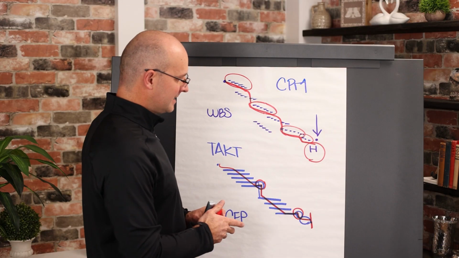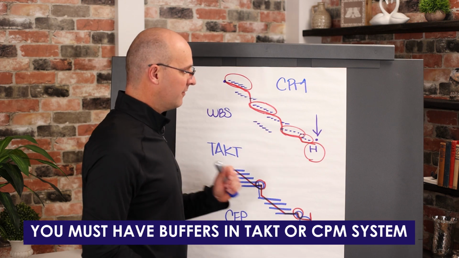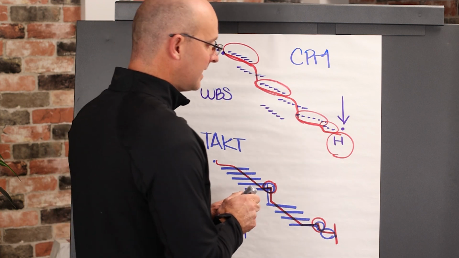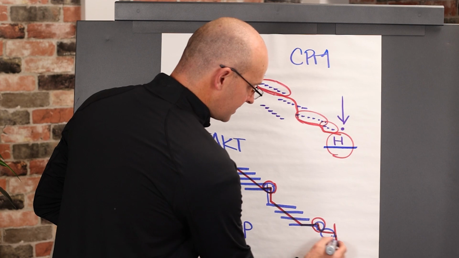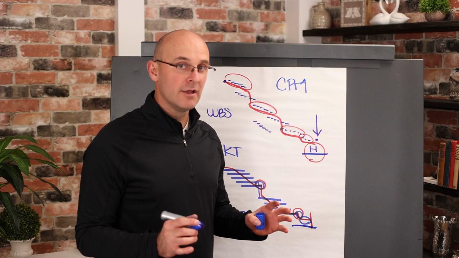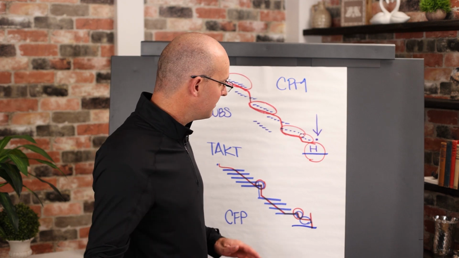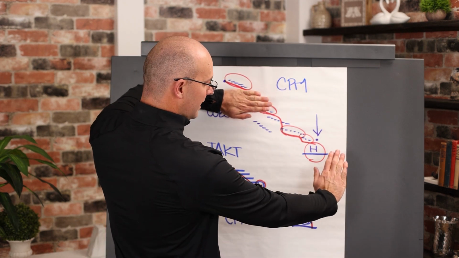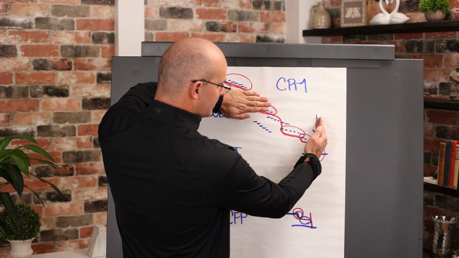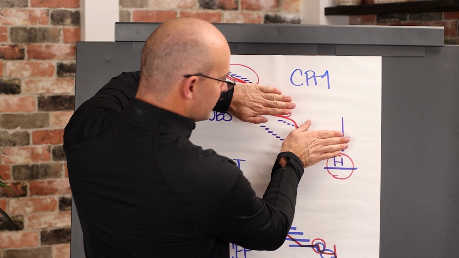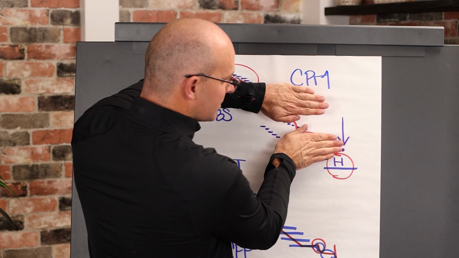Here's my point. In a takted system or in a CPM system, you must have buffers. That critical path must have this float at the end. Your takt plan must have those buffers at the end. If not, here's what's going to happen, and this is really, really bad. You're going to sustain a delay, and because it doesn't have buffers, because it's right up to the end date, that delay is going to push you behind schedule, behind schedule, behind schedule, and then somebody's going to complain and you're going to start stacking activities.